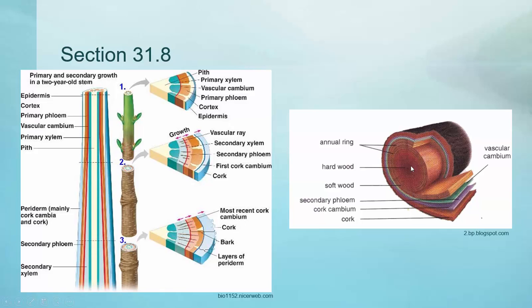The wood rays that you'll see consist of parenchyma cells that move water and nutrients and store things in the plant, and also help the plant heal. So they'll carry things to a wounded area of the plant to help it heal.